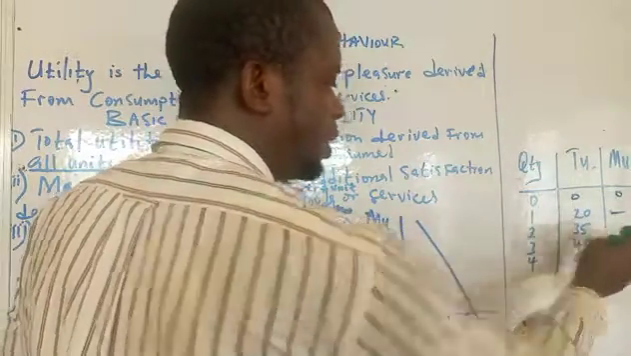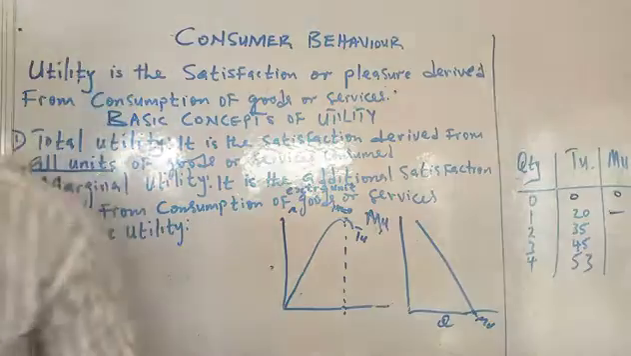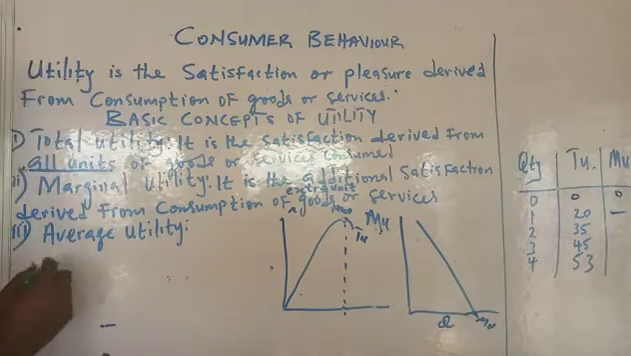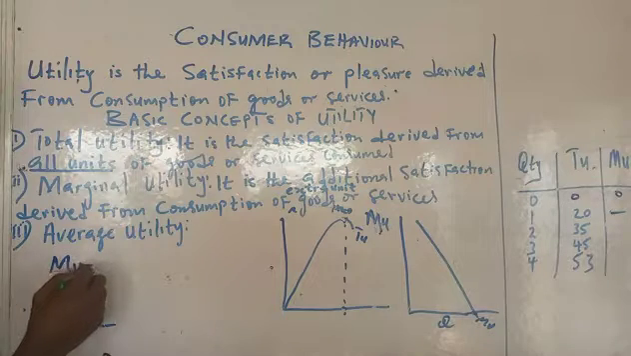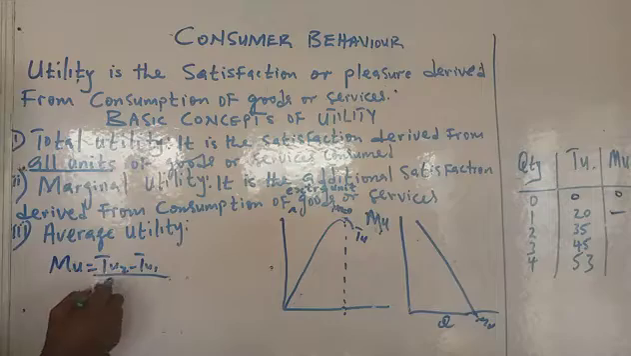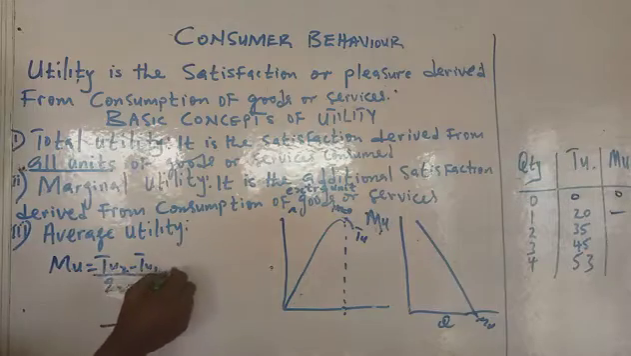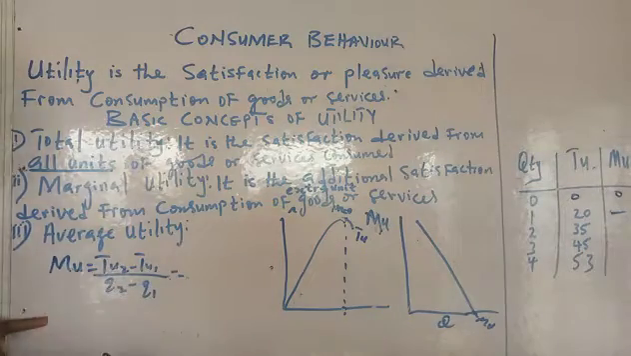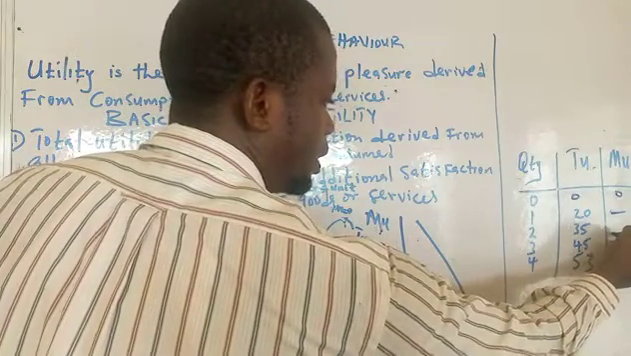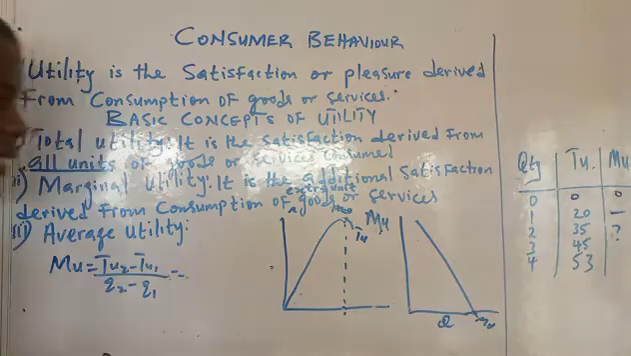Now, the marginal utility. How do you get this marginal utility? The marginal utility has its own formula: MU equals total utility 2 minus total utility 1, over Q2 minus Q1. So MU, our marginal utility, is what we are looking for here. So what is going to be the marginal utility?